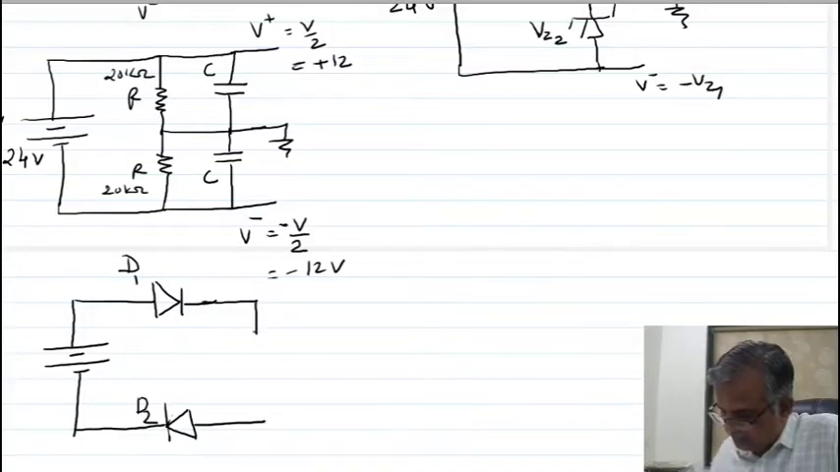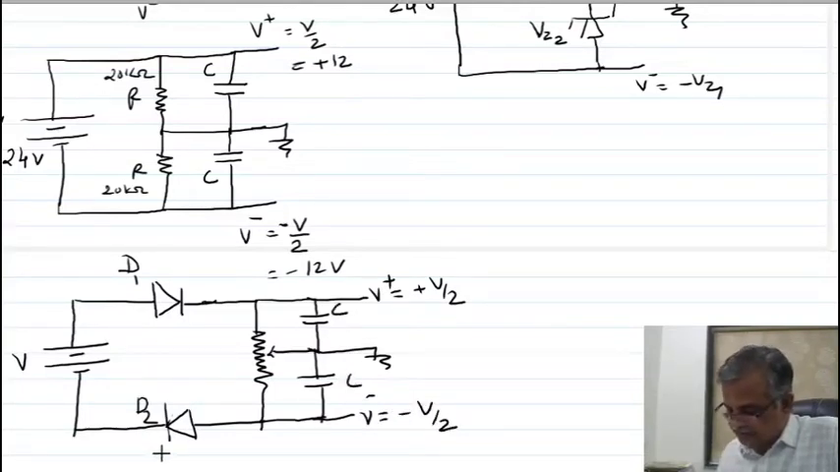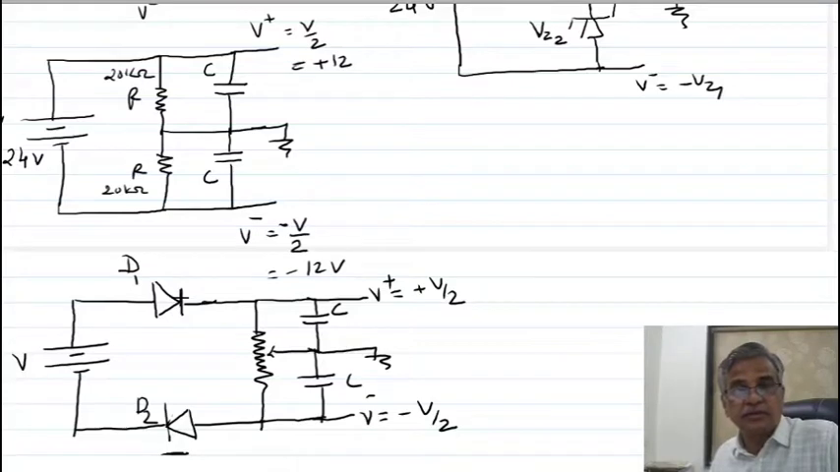Here I am connecting a potentiometer. Here I am making the variable terminal the common ground, and from this terminal you will get positive voltage, V plus, V by 2. From this terminal you will get negative voltage. This diode is used to protect the op-amp IC if by mistake you have connected the power supply in a reverse manner.